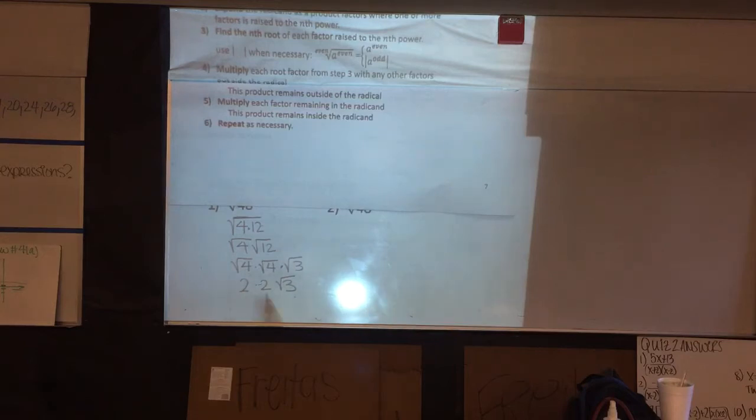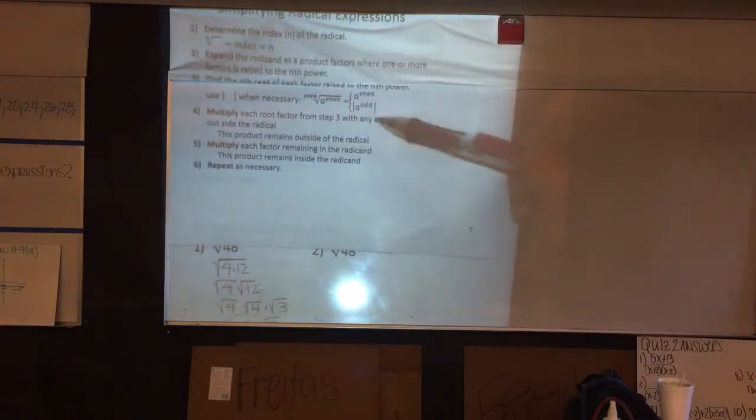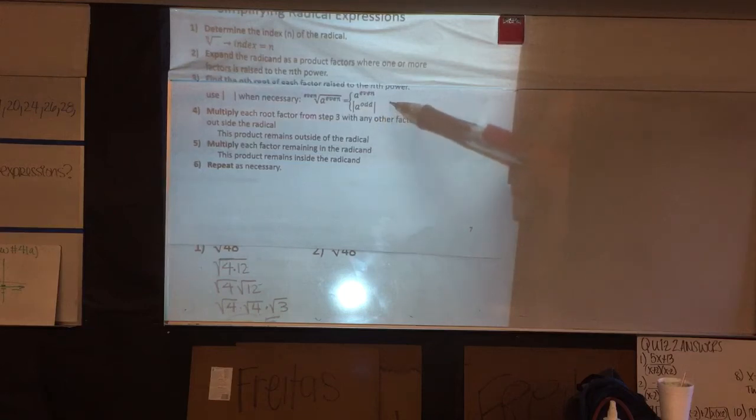Now the 2 and the 2 are on the outside, so I'm now going to multiply those together, and I get 4 root 3. Okay. Now there's some extra stuff in here. This is going to come up. I will talk about this in class because it's kind of complicated.